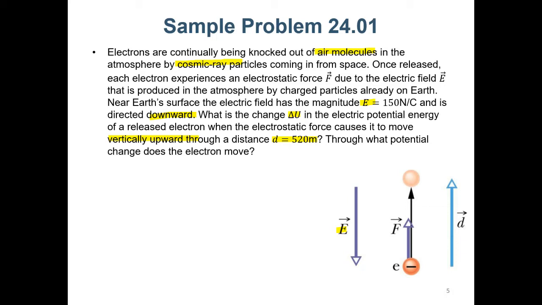This is actually a phenomenon in the natural world, but it's simplified to a very simple physics model. It assumes there is a constant E field directly downward, like this, and we assume there is an electron, and it goes upward through a distance d like this. Then, through what potential change does the electron move? So it moves like this.